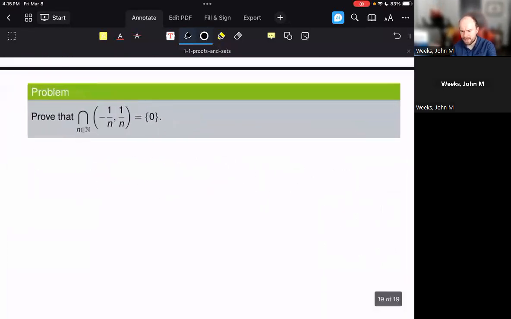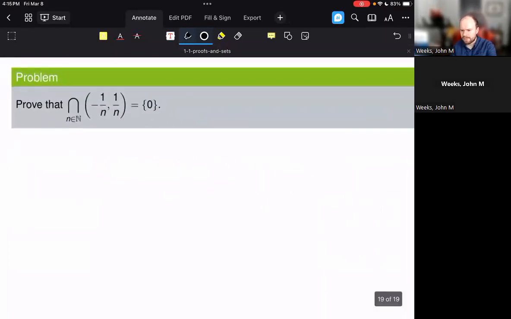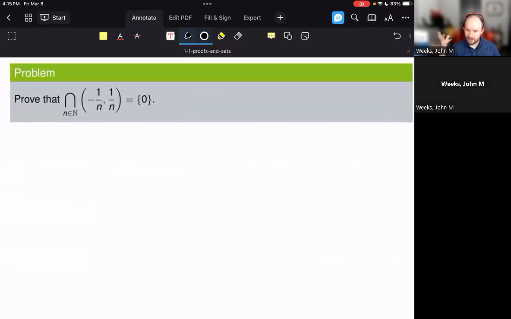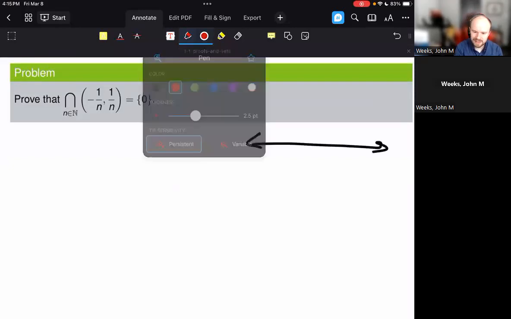Let's give one more example before we close out our first introductory video here, talking about proofs and sets. Let's prove that the intersection over the set of all natural numbers, notice that this is an infinite intersection, of the set of open intervals from -1 over n to 1 over n is equal to the set {0}. Now, this looks a little bit like Greek at first, but the thing that we can do is start taking a look at what these things look like.